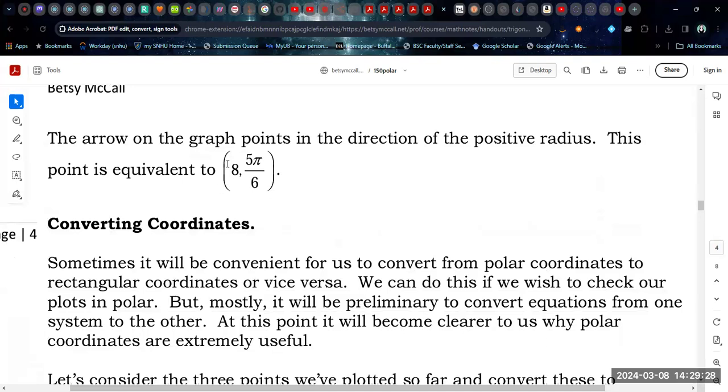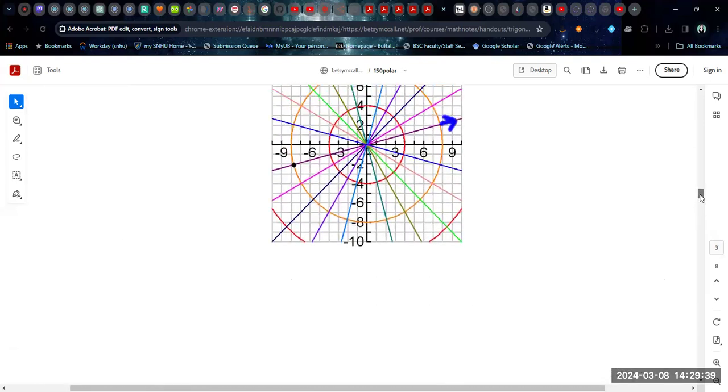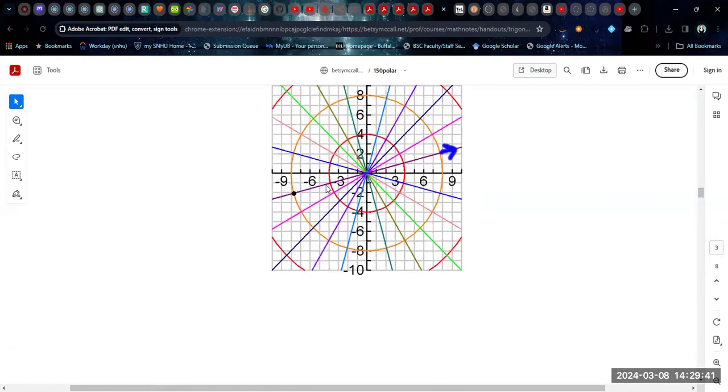And so we can see that that point is actually in that third quadrant. It's now equivalent to the point with a positive radius of 8, but an angle of 5 pi over 6. So this is our 5 pi over 6, positive 8, or angle pi over 6 and a radius of negative 8. They're the same point.